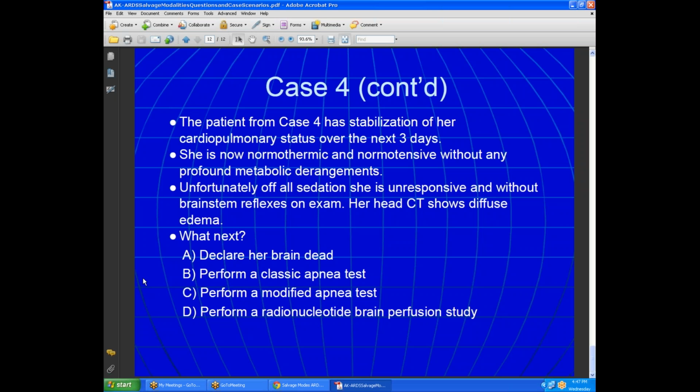There are definitely descriptions of stopping the sweeps on ECMO, from the center in Michigan where they do tons of ECMO. A few centers have described it. I haven't seen it referred to as a modified apnea test. But we've done it twice here now and used it to confirm brain death in those patients based on that.